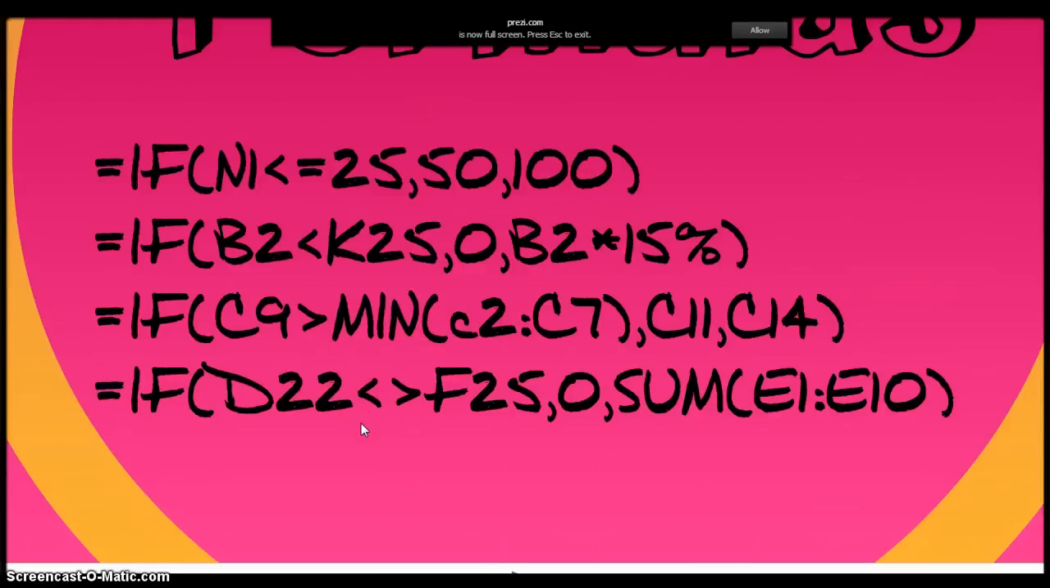Go ahead and look at the next one. Pause the video. If you said that if D22 is less than or greater than F25, then the answer is 0. And if D22 is equal to F25, then the answer is the sum of E1 through E10. If you got that, great job. That was definitely more complicated. Props to you. If you didn't, just go back and try it again. I know this is a little bit more complicated, and you definitely want to keep your mind open. We're going to do an activity in the next video, so don't get too frustrated.